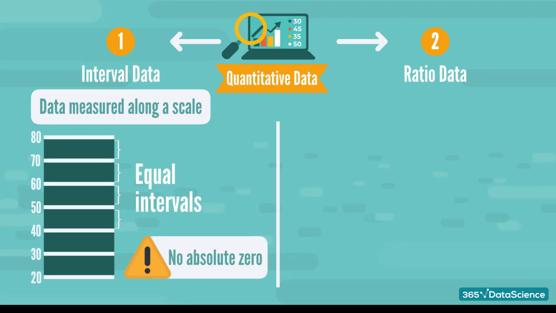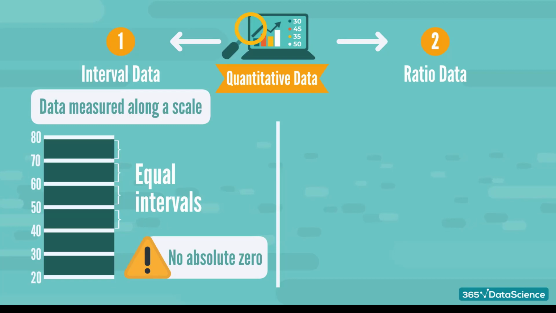Think of the year a company was founded. It grows from 1 to 10, 20, or more at regular intervals. Or your GMAT score, which falls in the range from 200 to 800. In both cases, we don't have an absolute zero. Makes sense, doesn't it?